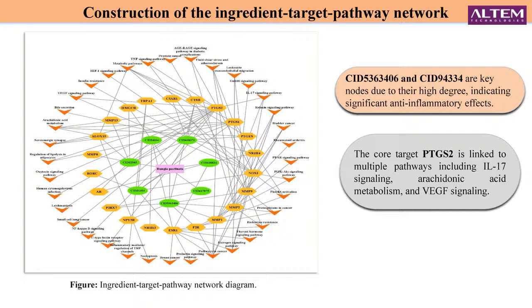And here we can see that the compound identification numbers, these 2 numbers, are key nodes due to their high degree, indicating significant anti-inflammatory effects. And the core target, PTGS2, is linked to multiple pathways, including the IL-17 signaling, the arachidonic acid metabolism, and the VEGF signaling.